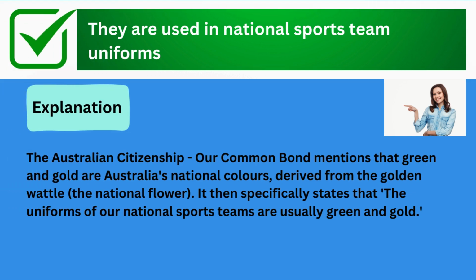The correct answer is they are used in national sports team uniforms. Explanation: the Australian Citizenship, Our Common Bond mentions that green and gold are Australia's national colors derived from the golden wattle, the national flower. It then specifically states that the uniforms of our national sports teams are usually green and gold.